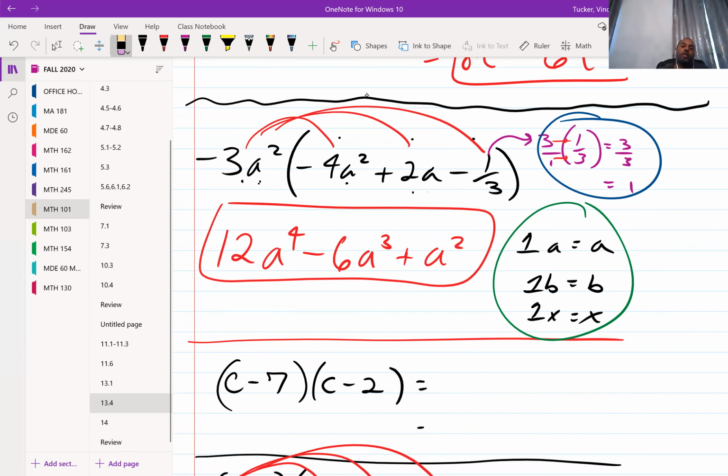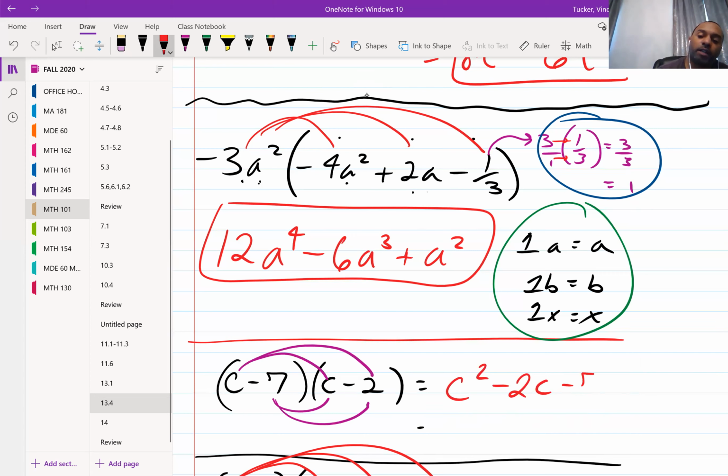All right, so the next one, if we have two binomials, c minus 7 times c minus 2, you can either lean on the FOIL method, first, outer, inner, last, or just remember that each term in your first parentheses has to be distributed to each term in the second parentheses. So that's going to be c times c, which is c squared, c times negative 2, which is negative 2c, negative 7 times c, which is negative 7c, and then negative 7 times negative 2 is positive 14.